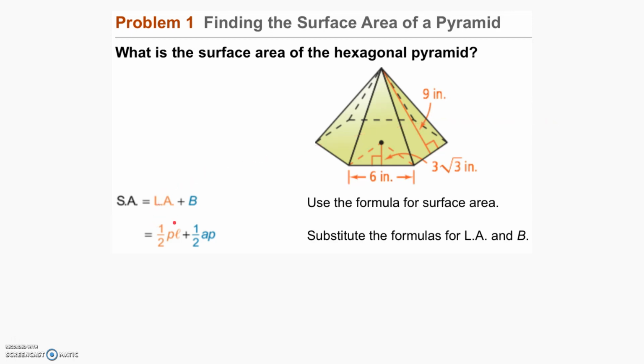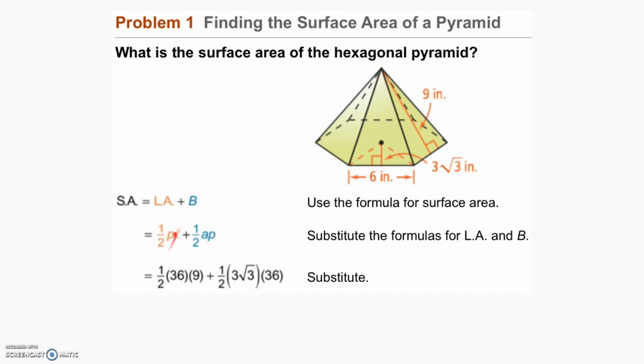And that's going to be 1/2 times perimeter times slant height, plus the area of the base, which is going to be 1/2 AP. Remember, 1/2 times apothem times perimeter. That's our area of a regular polygon, which we learned last unit. In this case, we actually don't even need the height of the pyramid. We can just plug all the stuff in.